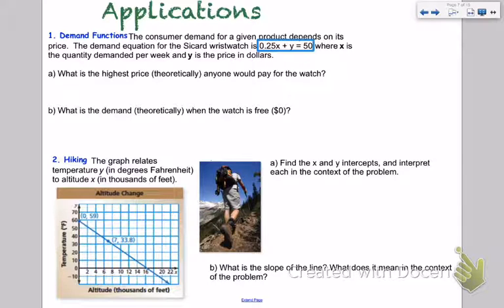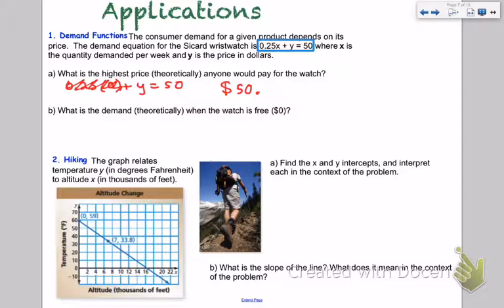So what is the highest price that anyone would pay for the watch? When x is the quantity demanded, what is the price in dollars? The highest price anyone would pay, because y is the price, means we need to plug in 0 for x. So we get 0.25 times 0 plus y equals 50. Because it's multiplied by 0, we can cross it out. So the highest price is $50.